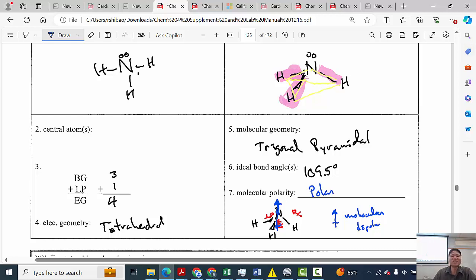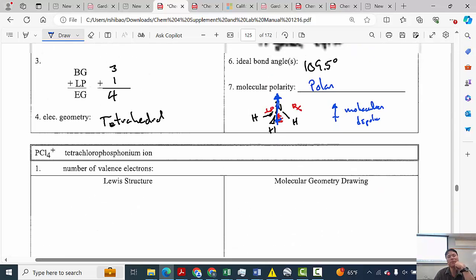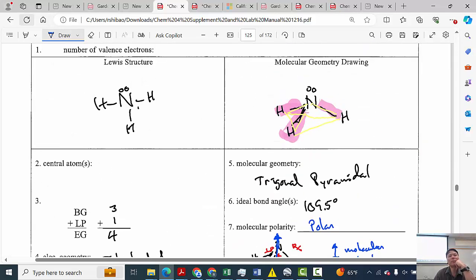All right, so what you're going to do is continue this for the rest of them here. And then you're going to build the models, and then I'm going to check it off. I'm going to check off your drawing to make sure your drawing is accurate.